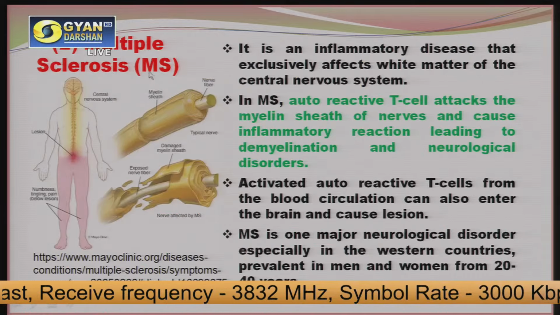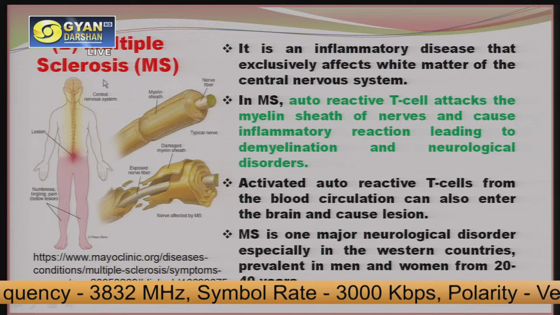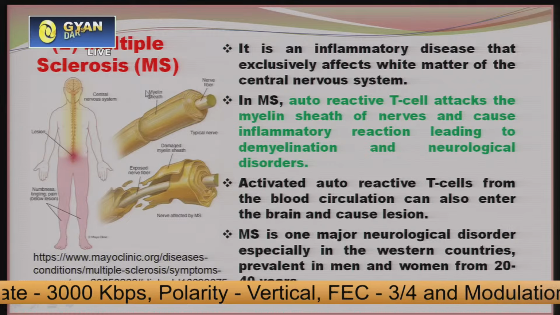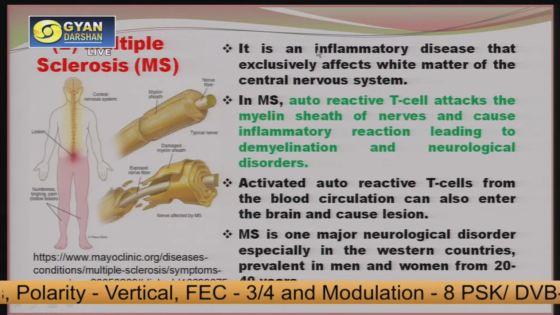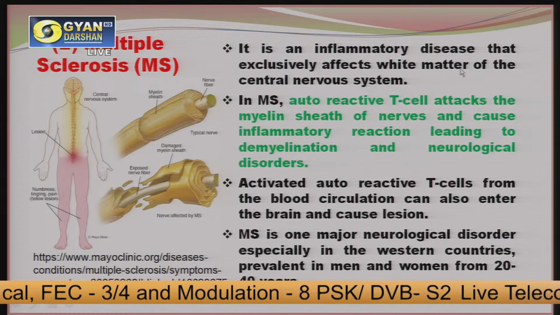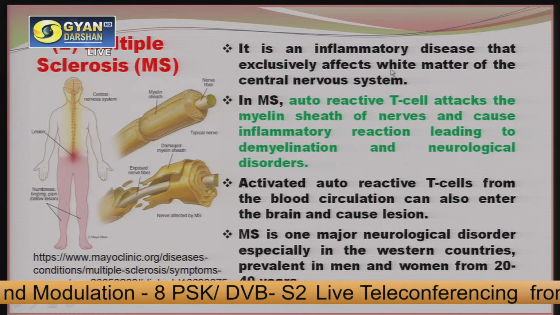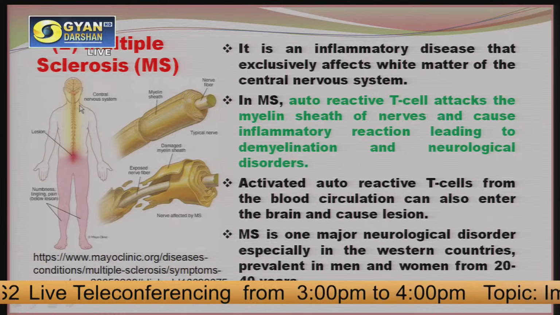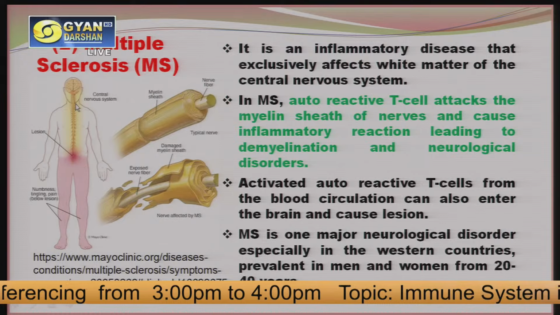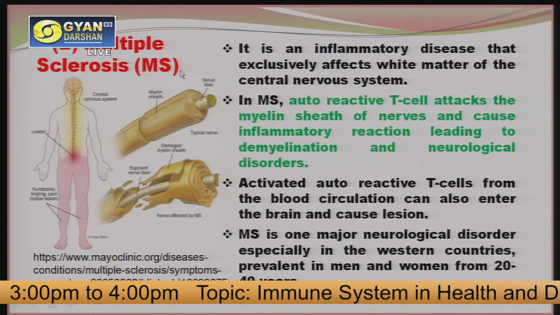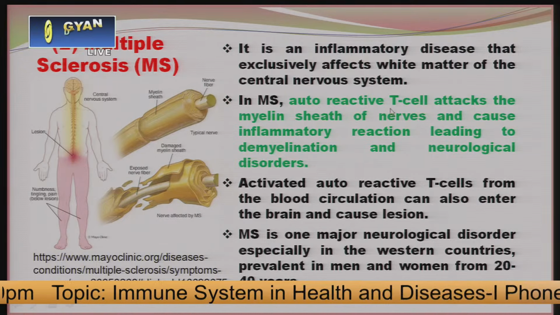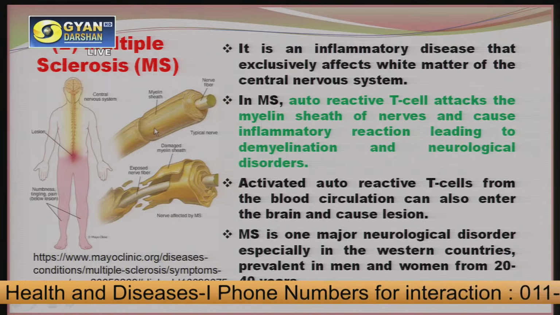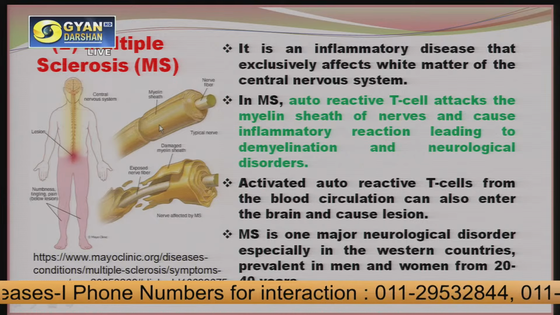Another very important autoimmune disease is multiple sclerosis, known as MS. It is an inflammatory disease that exclusively affects the white matter of the central nervous system. You can see here the CNS, the central nervous system. In multiple sclerosis, autoreactive T cells attack the myelin sheath; you can see the myelin sheath here.